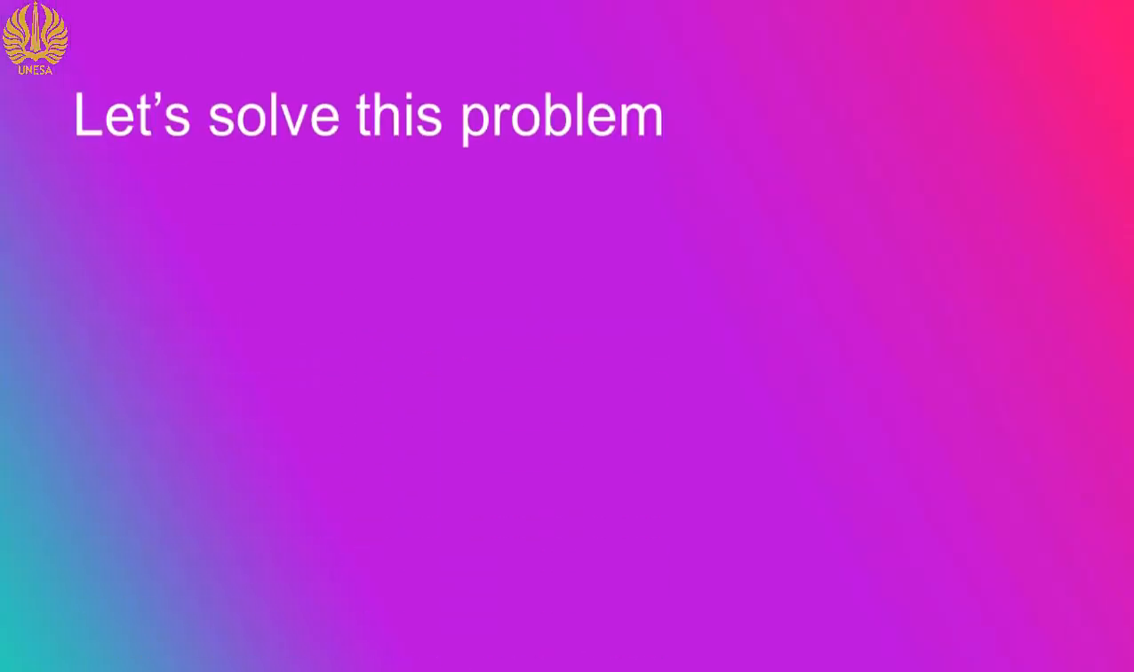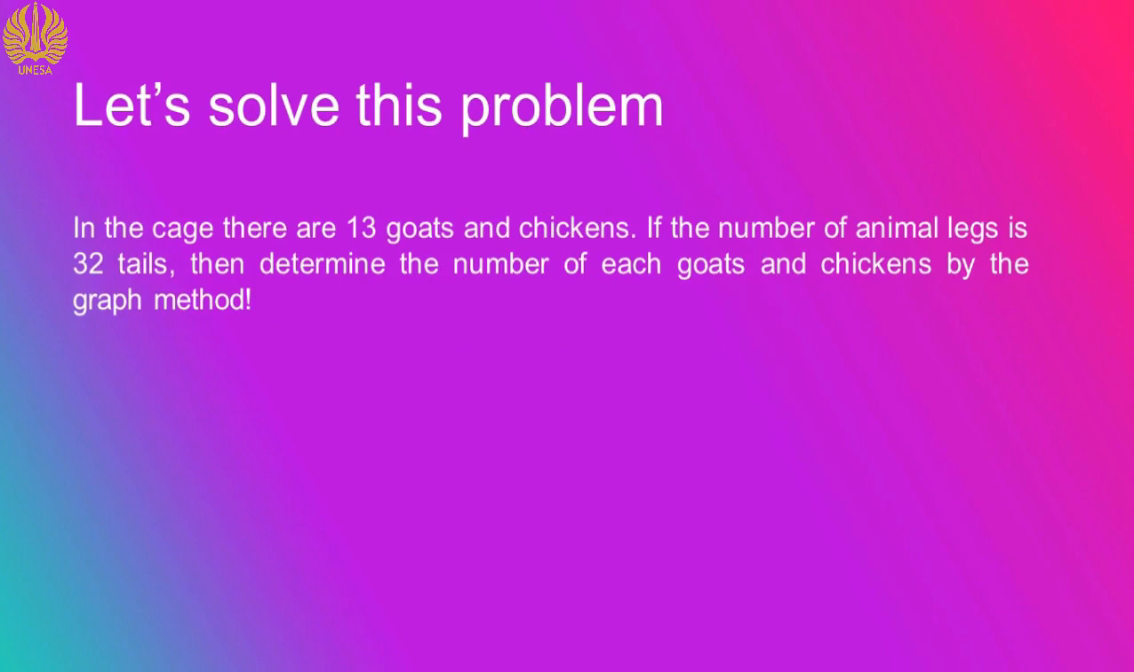Okay, now let's solve this problem. In the cage, there are 13 goats and chickens. If the number of animal legs is 32, then determine the number of goats and chickens by the graph method. Okay, do it individually in your notebook.